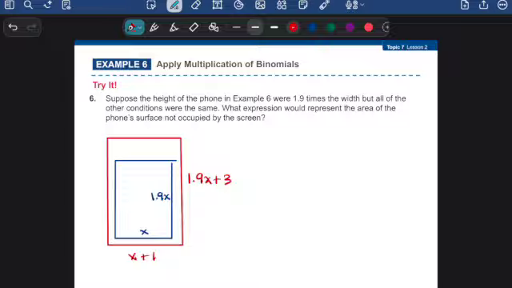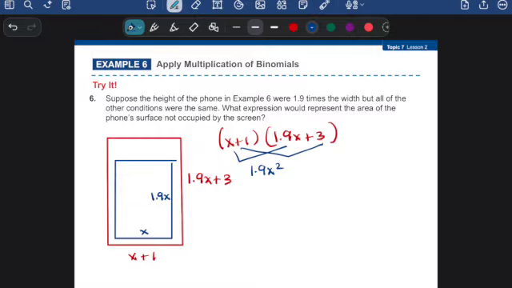So we're going to multiply again. We're going to do 1.9x plus 3 times x plus 1. I'm going to use the arrows this time to practice a different method. X times 1.9x, that is 1.9x squared. X times 3 is 3x. Okay, and don't forget your double arrows on the top. 1 times 1.9x is just going to be 1.9x. And 1 times 3 is obviously 3. And then writing my final answer by combining like terms, I have 1.9x squared plus 4.9x plus 3.